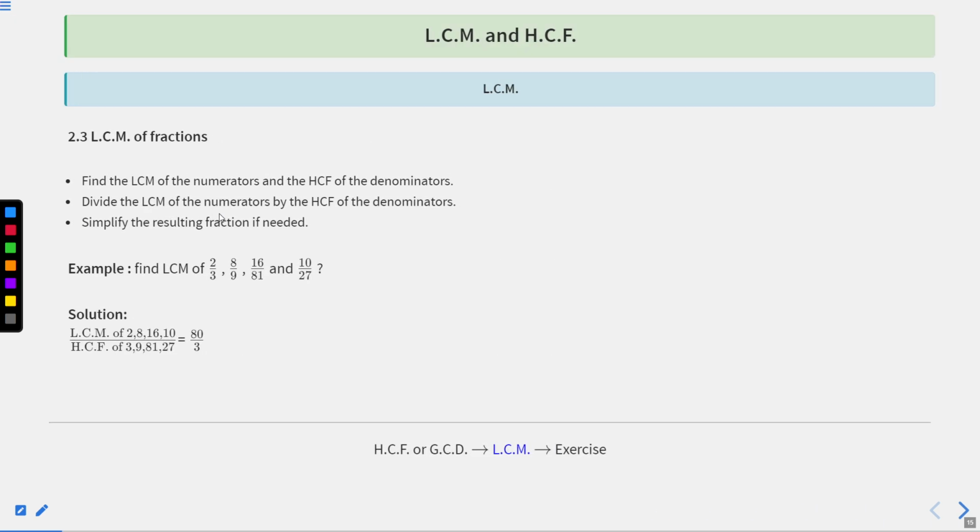LCM of fractions. So how to find the LCM of fractions? Find the LCM of numerators and the HCF of denominators. Divide the LCM of numerators by the HCF of denominators. Simplify the resulting fraction if needed. For example, to find the LCM of 2 upon 3, 8 upon 9, 16 upon 81 and 10 upon 27, we take the LCM of 2, 8, 16, 10, which are numerators, and take the HCF of 3, 9, 81, 27, which are denominators. So it will be 80 upon 3.